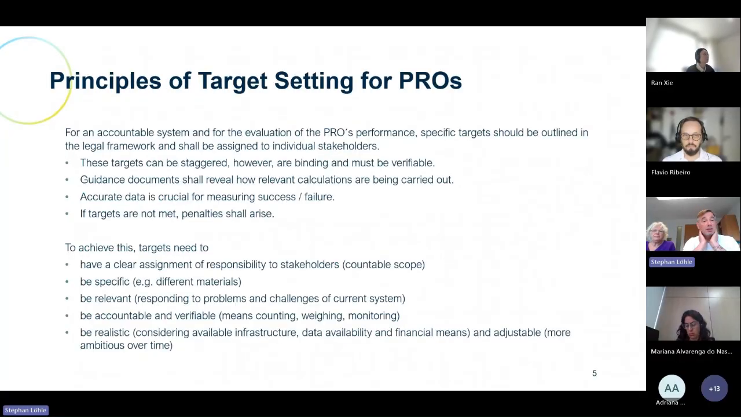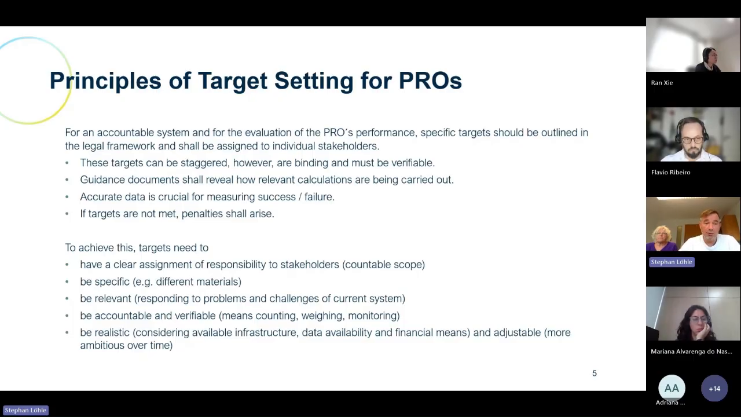First of all, as a pre-read, the principles of target setting for producer responsibility organizations, because this forms the basis and the reference the organization needs to work towards. This is something like the golden rule to follow, right? What should a producer responsibility organization achieve? These targets should be laid out in the general framework first of all, but they need to be binding and verifiable. The producer responsibility organization or the governmental level might give guiding documents on how to, for instance, calculate targets, how to achieve specific measures when it comes to fee modulation, and how data gathering and accurate data processing should be done.